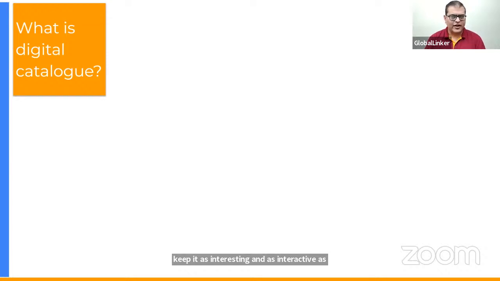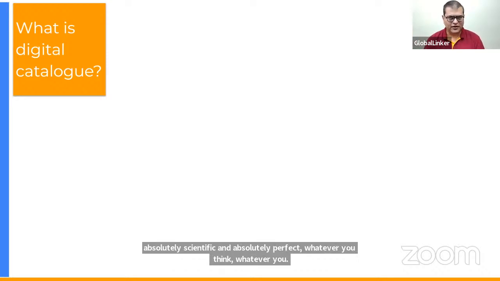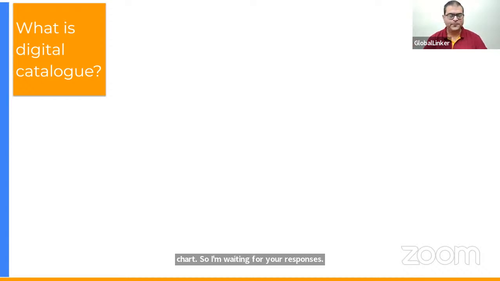So we are starting off with a question. What is a digital catalog? What do you think? You can add your understanding or whatever is your imagination about this term called digital catalog. You can add that in the chat. So this is where I need your inputs. It is not necessary that you have to be absolutely scientific and absolutely perfect. Whatever you think, whatever you imagine that should be a digital catalog, you can add that to the chat. So I'm waiting for your responses. I have the chat open alongside. So let me know. So I can see there are a few members.